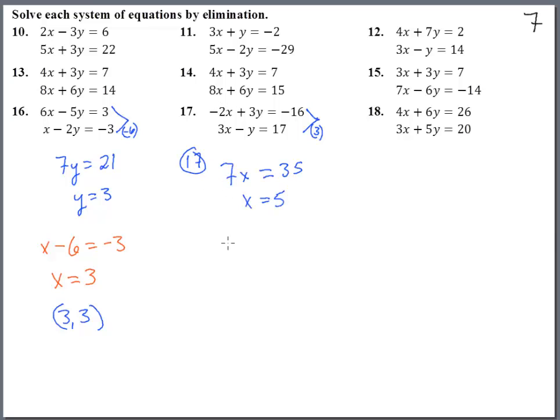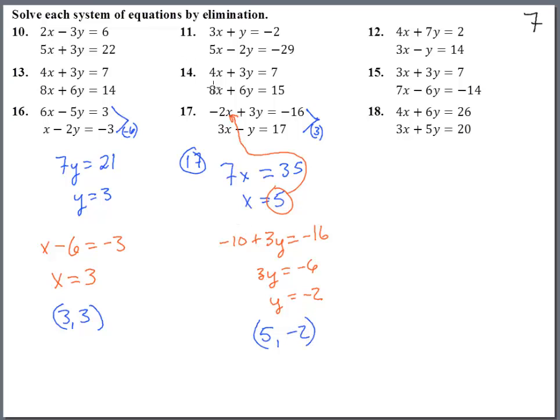Now we stick the 5 back in somewhere up here. Let's stick it up in the top one. We get -2 times 5 is -10 plus a 3y must equal -16. So we took this 5 and just went right up there like that. Add 10 and we get 3y equals a -6. Y equals, divided by 3, is a -2. That means that our solution is 5 for x and y is a -2.